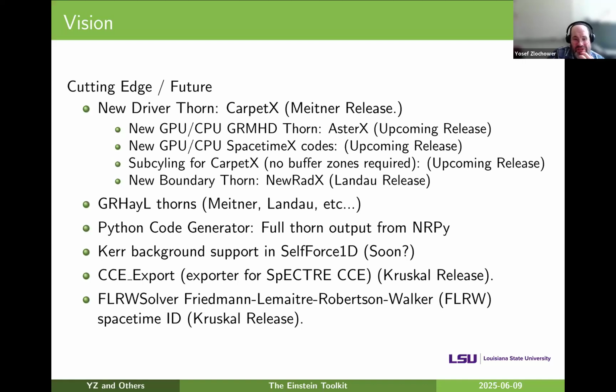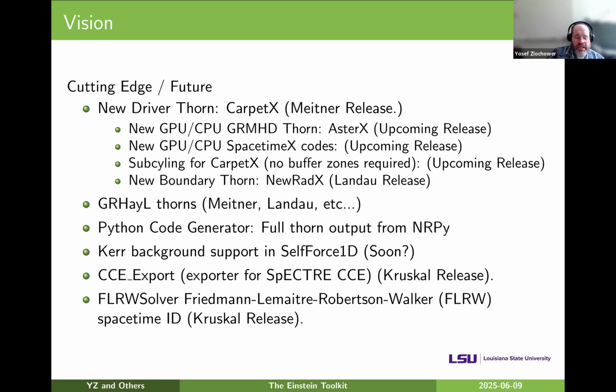And there are boundary thorns associated with the CarpetX release, NewRadX. If you're going to be looking at a CarpetX-based code, you'll probably have to interact with the NewRadX boundary, which just handles the radiative boundary conditions. Okay. Other things: the GRaiL library has shown up in the Einstein Toolkit in various releases.